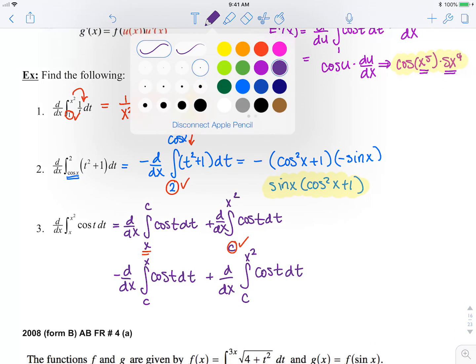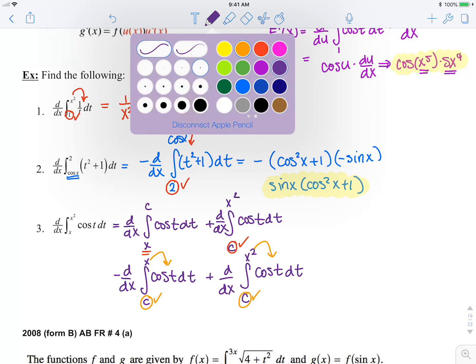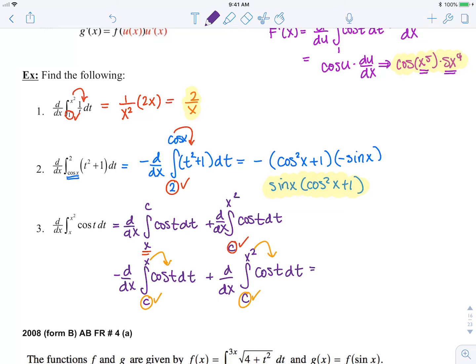So now both of these have constants on the bottom for their accumulation function. So we're going to plug in our variables and multiply by their derivatives. So this becomes negative cosine x plus cosine of x squared times 2x. So we can break up an integral into multiple integrals using properties of integrals in order to apply FTC number 2 with chain rule.